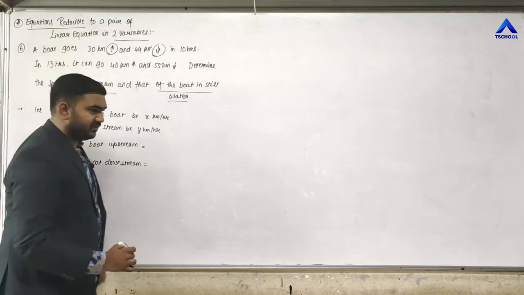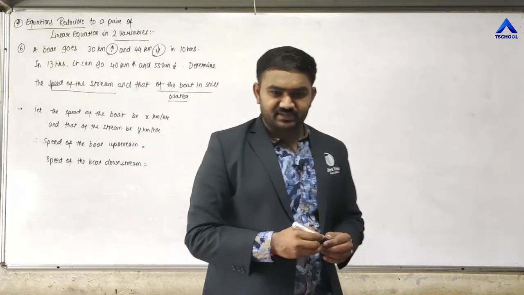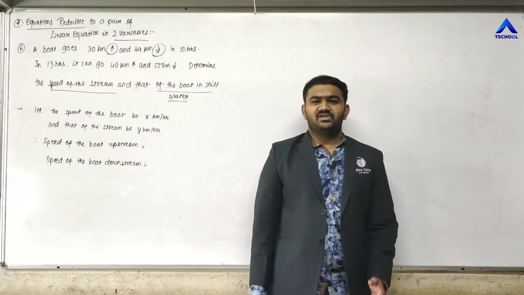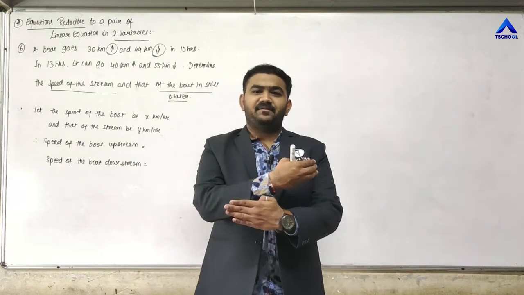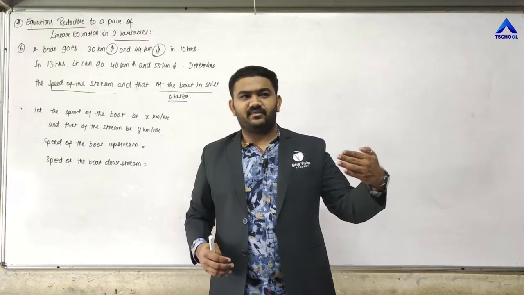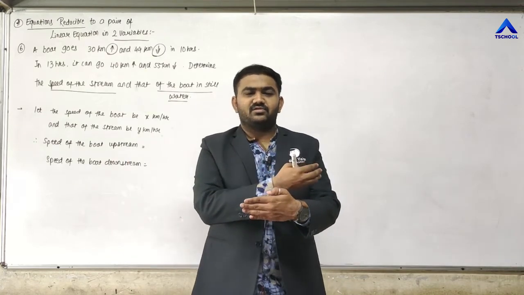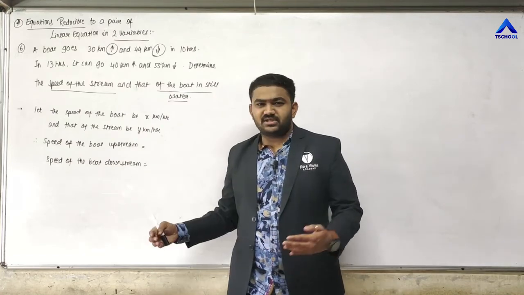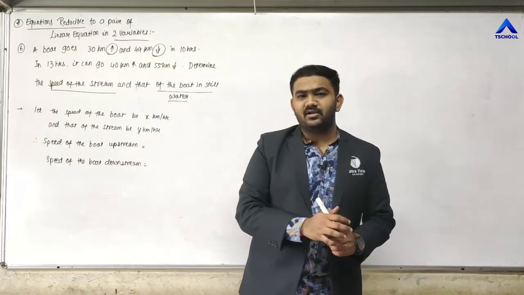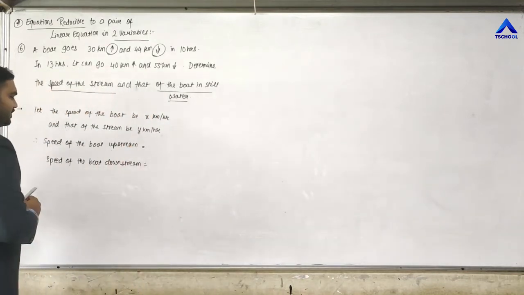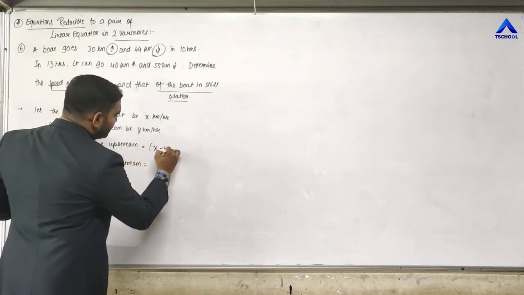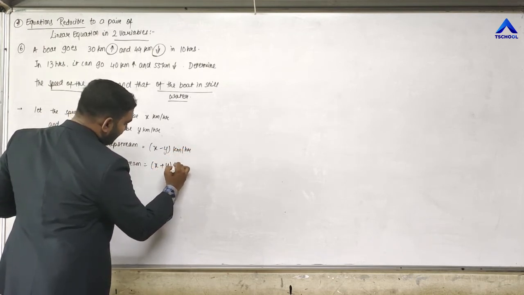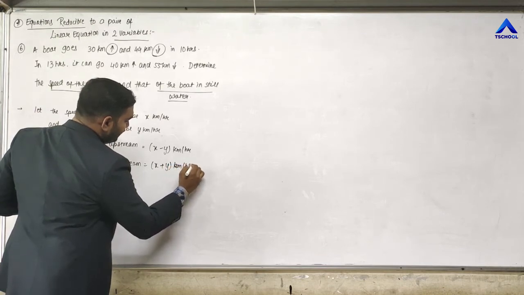What is the difference here between these two, upstream and downstream? So again, let us understand the concept behind upstream and downstream. Upstream means the boat is going against the flow of the water. That means if the water is flowing from east to west, the boat is going from west to east. That means they are going against the flow of the water. And downstream means the boat is going with the flow of the water, right? So while going upstream, the speed of the boat will be x minus y km/h, and the speed of the boat downstream will be x plus y km/h.